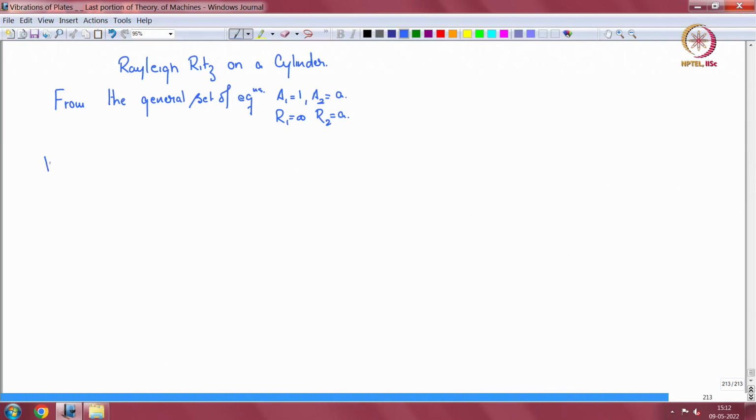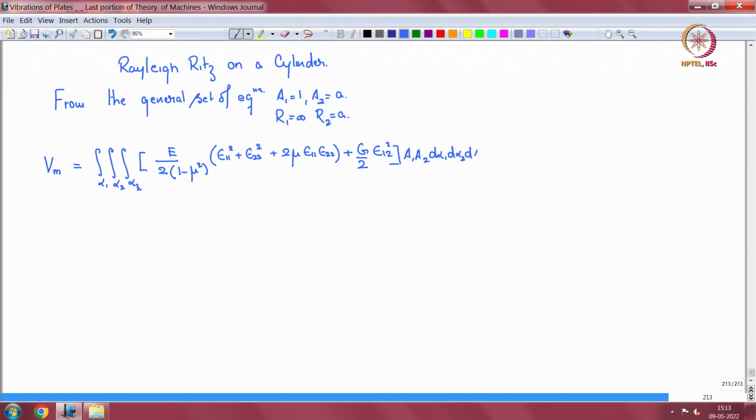Now, if you form the V max, integral over alpha 1, alpha 2, alpha 3, of E over twice 1 minus mu square, epsilon 1 1 square plus epsilon 2 2 square plus twice mu epsilon 1 1 epsilon 2 2, plus G by 2 epsilon 1 2 square, A1 A2 d alpha 1 d alpha 2 d alpha 3.